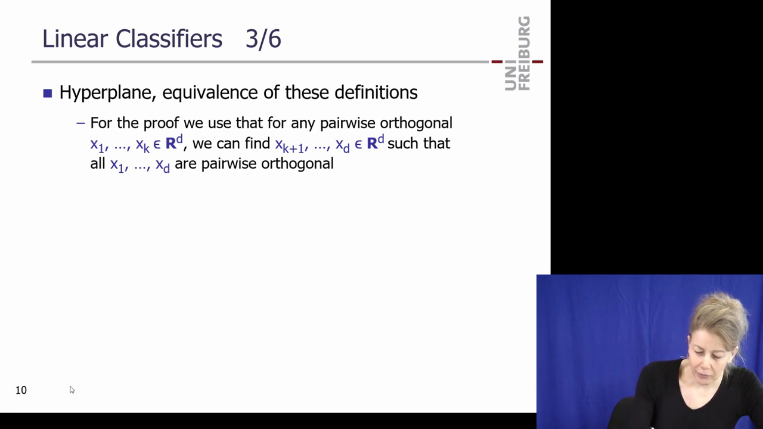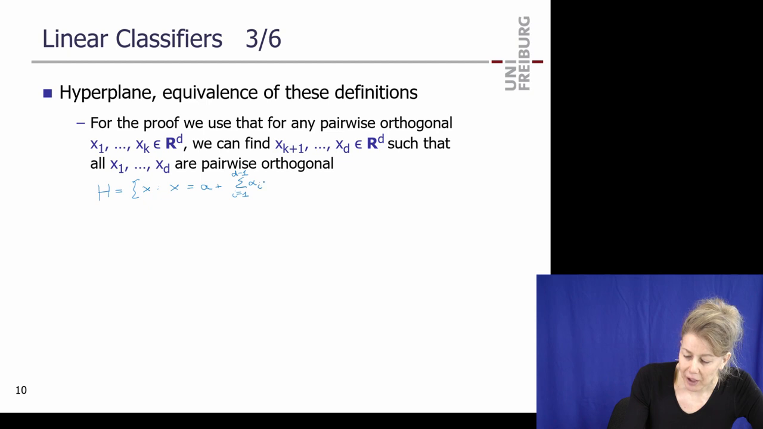So let's see whether we can prove this. Let's take our first definition. We have a hyperplane H, which is all points that I can write as A plus the sum over i of alpha i times h i. I'm in D dimensions, so I have D minus 1 basis vectors h i, where alpha 1 to alpha d minus 1 are any coefficients, which means they are real numbers.